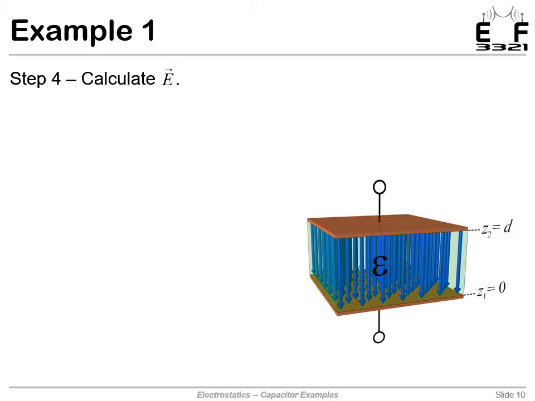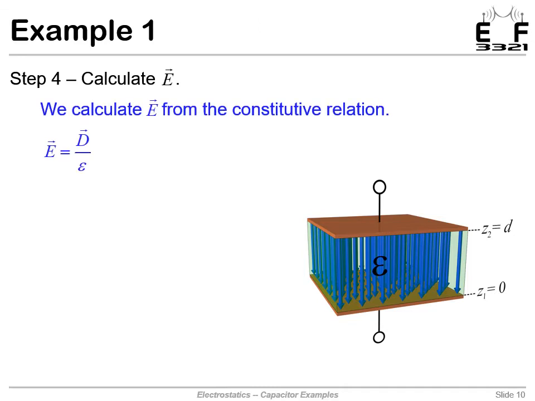Now since we know the electric flux density, we can calculate the electric field intensity E. And we do that just using the constitutive relation. So the electric field E is the flux divided by permittivity. And that brings us to Q over epsilon, also over S, and it's in the z direction. Notice the electric field is pointing downward from the top plate to the bottom plate.